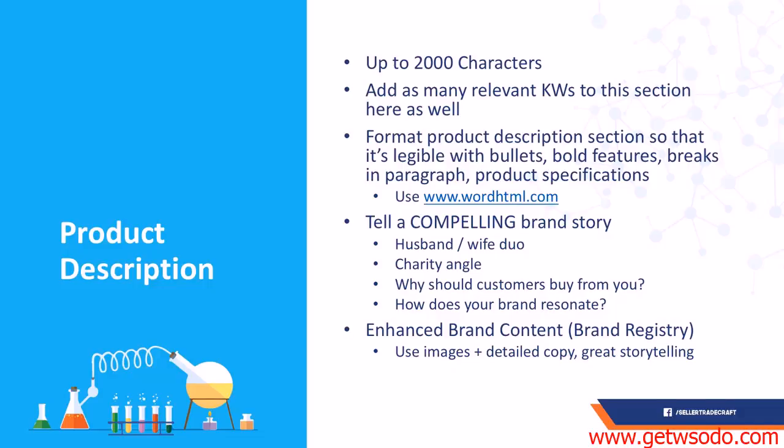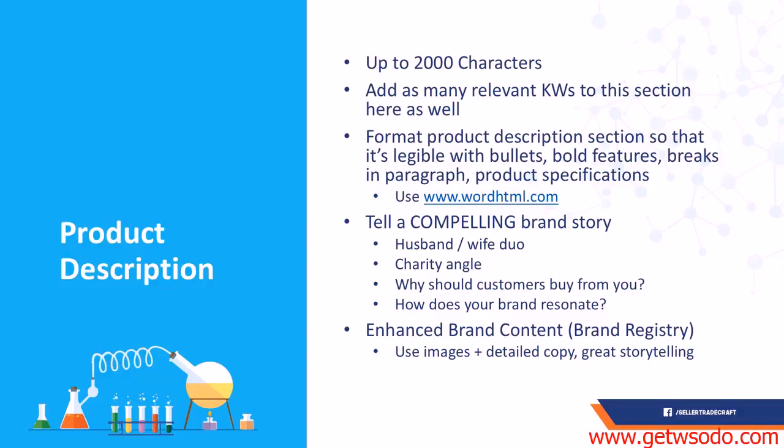You can use a tool. We use wordhtml.com to essentially type in exactly how you want to format it. I like using bolding. I like breaking out into paragraphs, breaking out my product specifications into bullets to make it as legible as possible. And I highly recommend that you do that. And it's also an opportunity to make sure that your description is indexed. So make sure you're stacking as many keywords as possible.